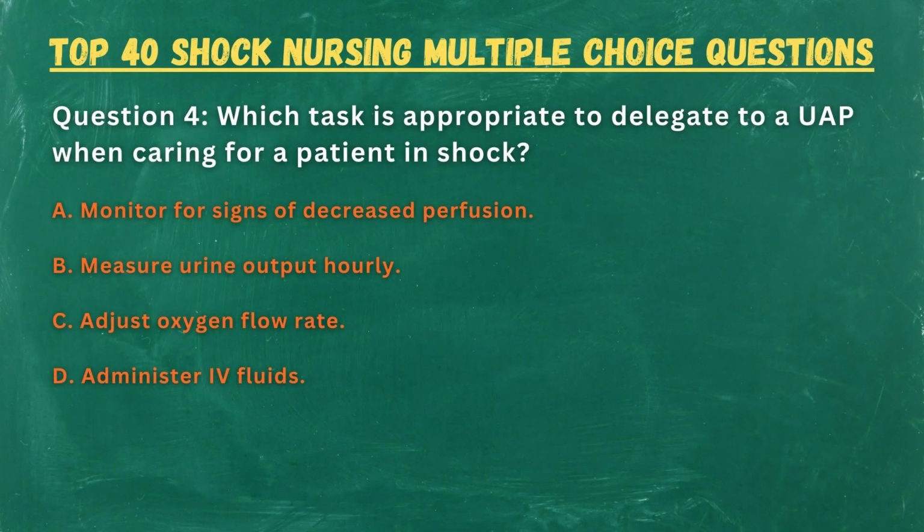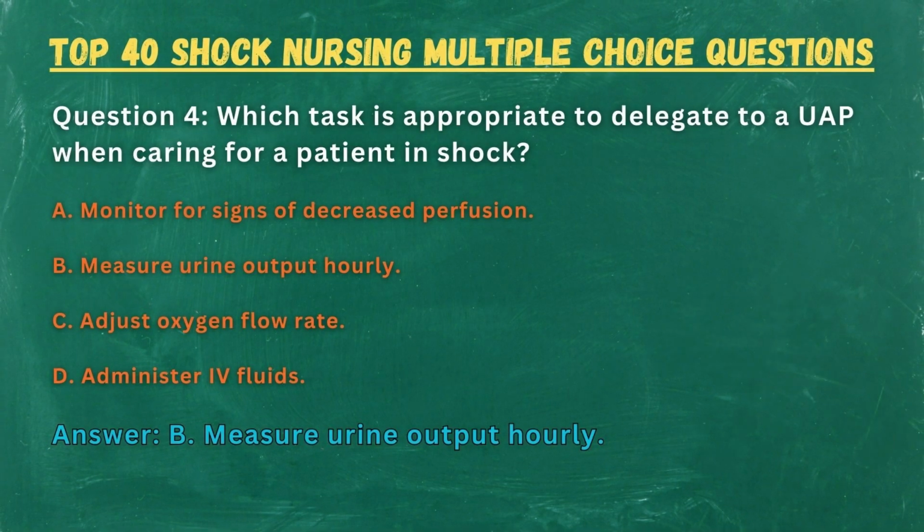Question 4. Which task is appropriate to delegate to a UAP when caring for a patient in shock? A. Monitor for signs of decreased perfusion. B. Measure urine output hourly. C. Adjust oxygen flow rate. D. Administer IV fluids. Answer. B. Measure urine output hourly.